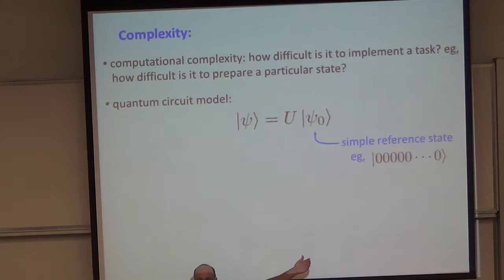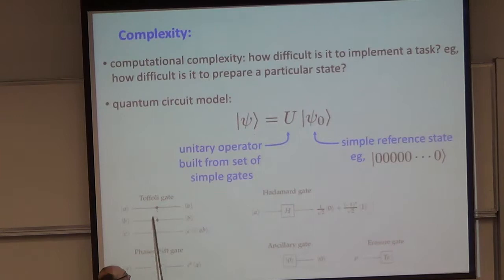But let's say I had a chain of spins, so I could start with a state where it's all spins down. Then I want to prepare this state over here, and so there's certainly a unitary transformation through the Hilbert space that'll take me from my reference state over here. But I want to do that in a systematic way, and so I have a set of rules that say that I can build that unitary from a certain set of building blocks, or Lego blocks, a certain set of simple gates.